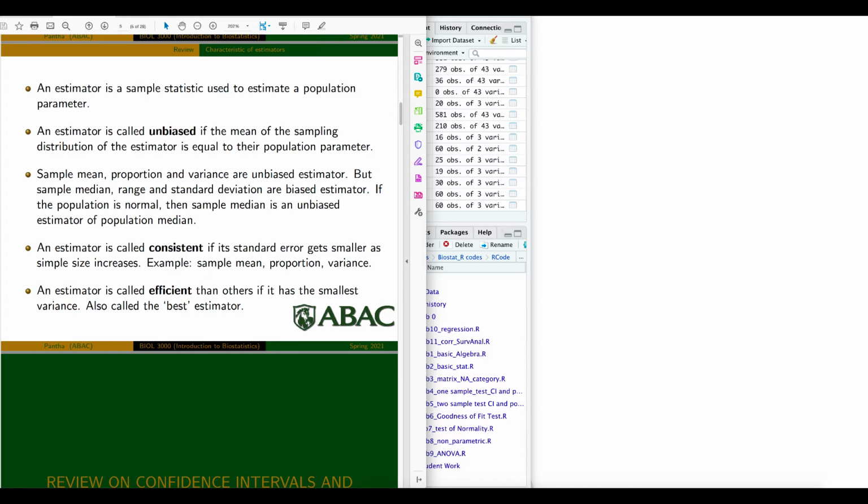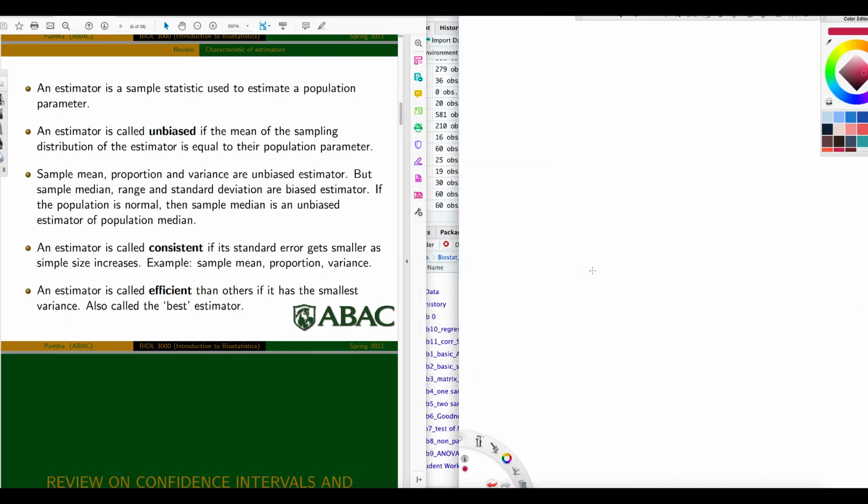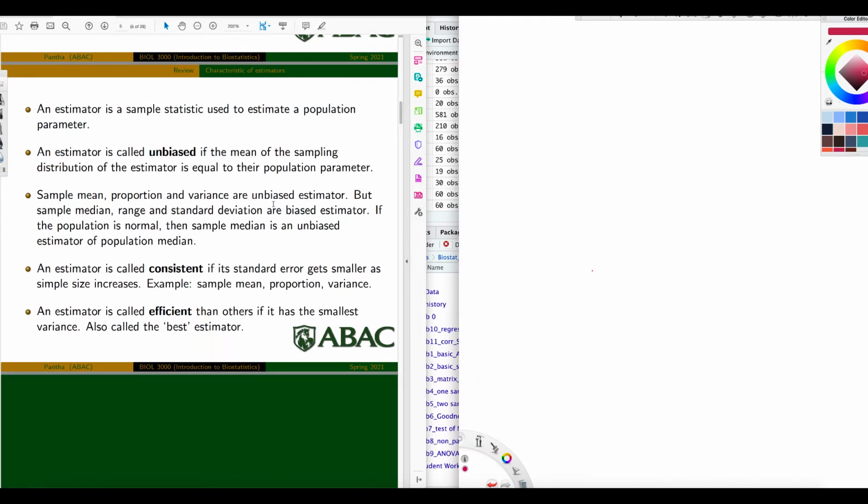Before I jump onto how to find the formula for the confidence interval of one sample, I will briefly talk about what an estimator is. What do you mean by an unbiased estimator? What do you mean by consistent? What are the characteristics of an estimator? Those kinds of things. So an estimator is a sample statistic used to estimate a population parameter.